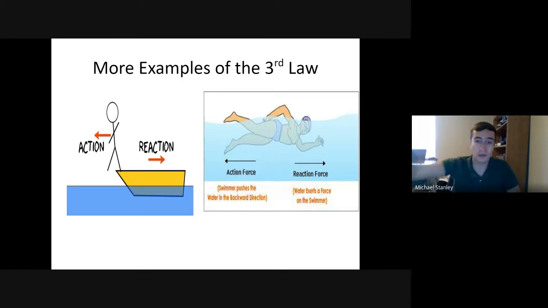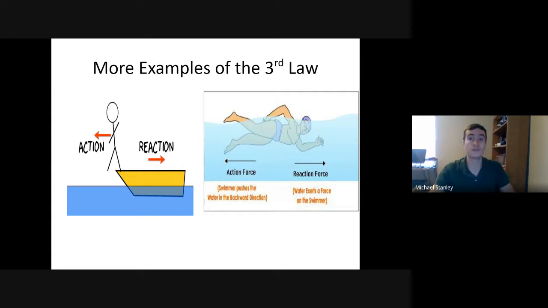As you push the water back, the water exerts a force on you and pushes you forward. So we have these equal and opposite forces. When you have an action force, there's some sort of reaction force. Pushing the water backwards causes you to go forwards. Pushing the boat or the skateboard backwards causes you to go forwards. Hot gas shooting out the bottom of a rocket ship causes the rocket ship to go up.